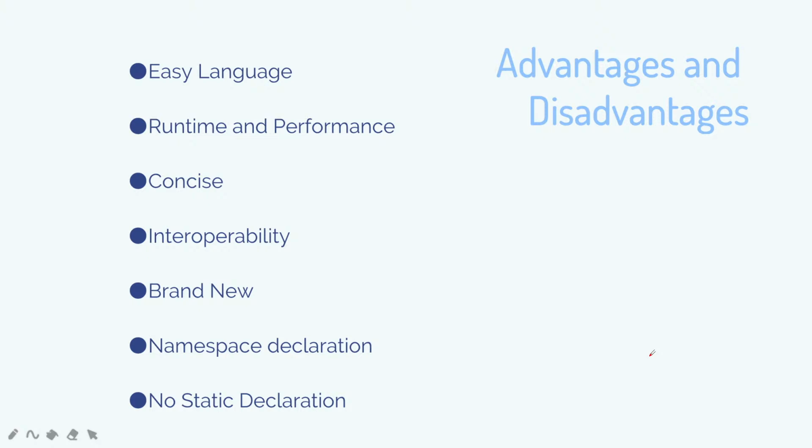Brand new means if you start to learn the Kotlin language, you will not get many good sources. If you search Google for doubts about Kotlin, you will not get exact results. Why? Because it's brand new. And we have no static declaration, that is, static declaration is not available. So these are the advantages and disadvantages of Kotlin.